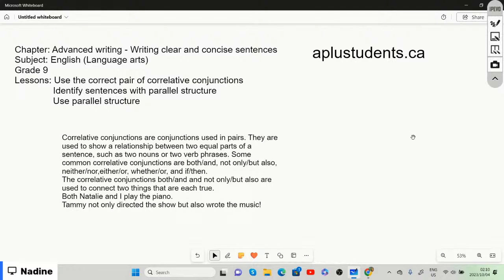It is not only, or we can say, but also. It is neither nor, either or, whether or, and we can say if then.